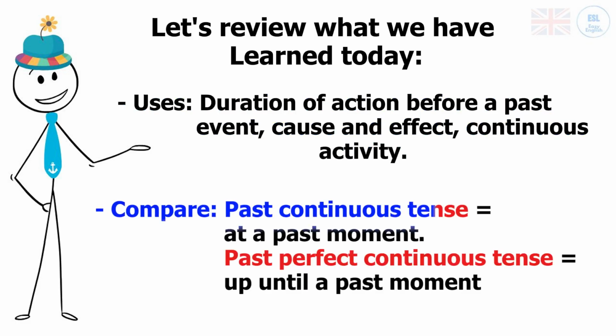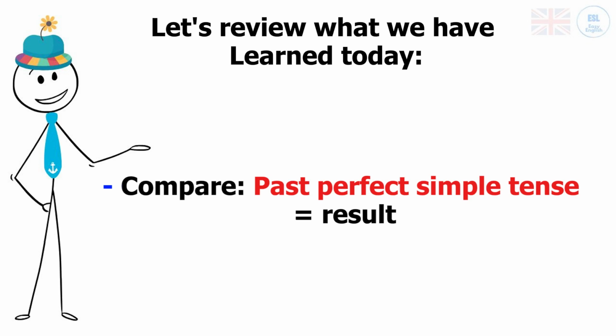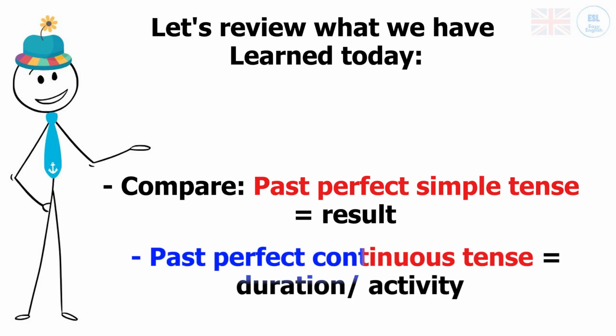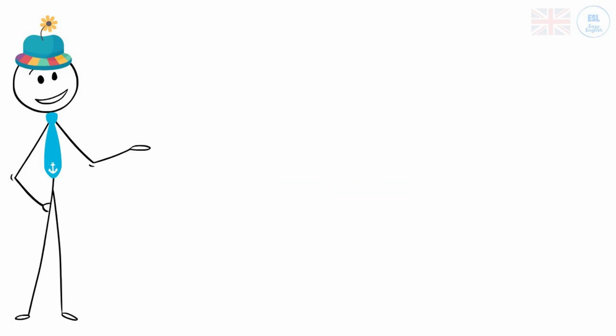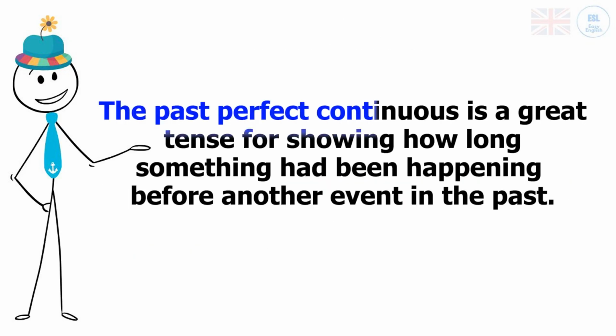Compare. Past continuous tense equals at a past moment. Past perfect continuous tense equals up until a past moment. Compare. Past perfect simple tense equals result. Past perfect continuous tense equals duration, activity. The past perfect continuous is a great tense for showing how long something had been happening before another event in the past.